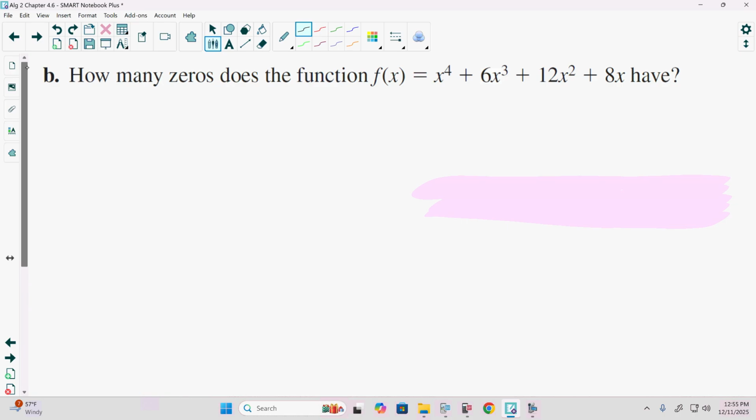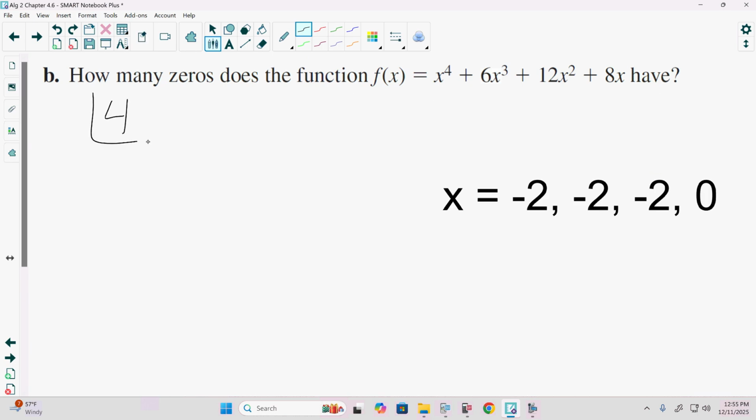If we look at this next one, x to the 4th plus 6x cubed plus 12x squared plus 8x, how many solutions should this one have? 4, because the degree is 4. Those solutions are negative 2, negative 2, negative 2, and 0. We do have negative 2 repeated 3 times, so we count it 3 times, and 0. All it asks is how many zeros does it have? It has 4.